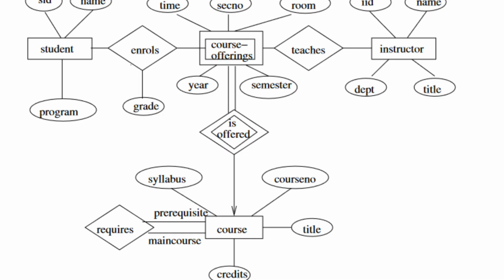The characteristic between two entities is known as a relationship. For example, a student enrolls in a course. Here enrolls is known as a relationship. Similarly, a course offering is taught by an instructor. Here teaches is a relationship. And a course offering is offered by a course. Is offered is a relationship between course offerings and course. This is the example of a university database.